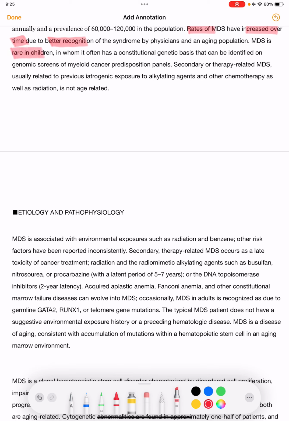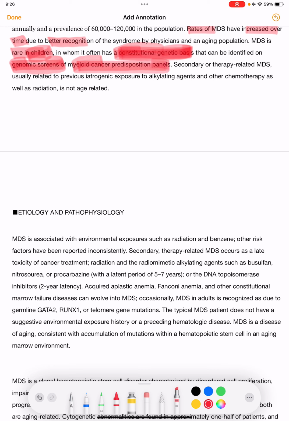MDS is rare in children, in whom it often has a constitutional genetic basis. So in children, if MDS occurs, it has a constitutional genetic basis, and this can be identified on genomic screens of myeloid cancer predisposition panels.